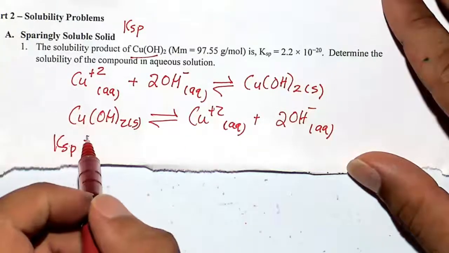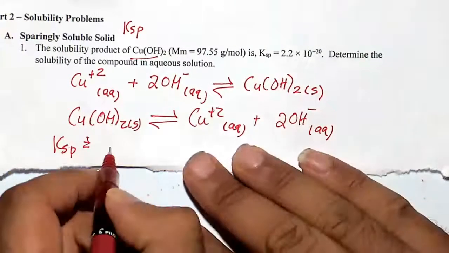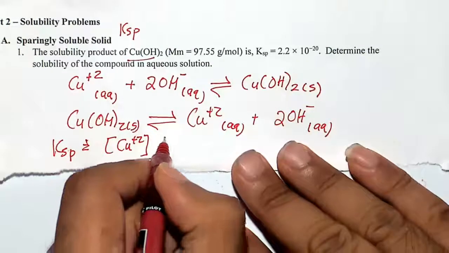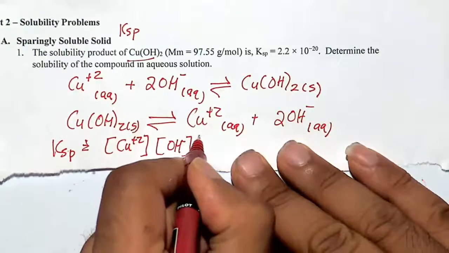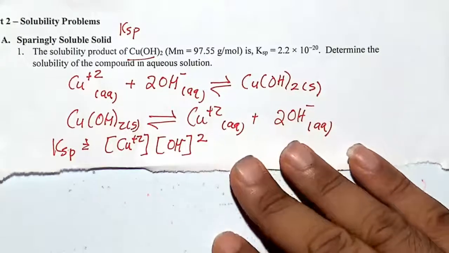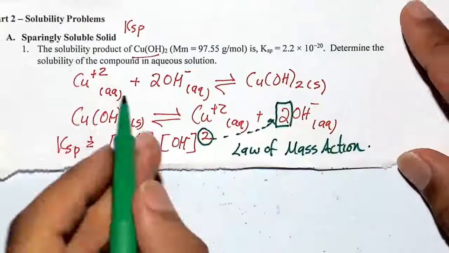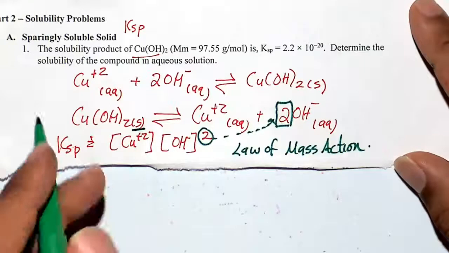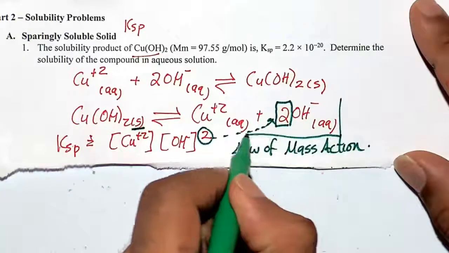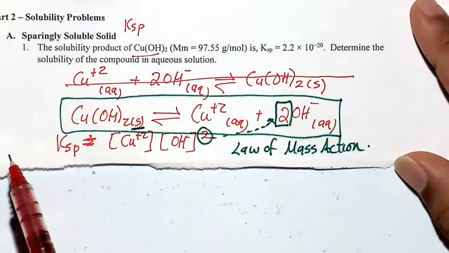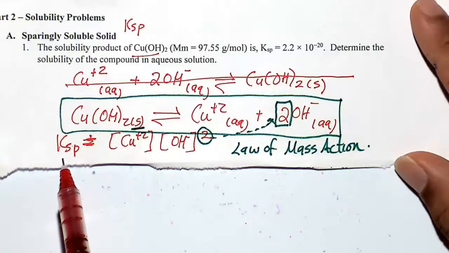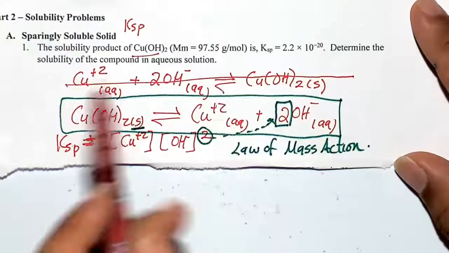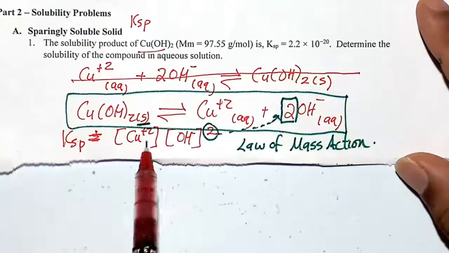So when we write our equilibrium expression like this, our KSP now becomes the concentration of copper ion in solution times the concentration of hydroxide ion in solution, but we have to square it. The square comes from this term. Sparingly soluble compounds, or whenever you see a solid that is in equilibrium, you want to write it like this. We don't call it KB, we don't call it KW, it's KSP, the solubility product constant.